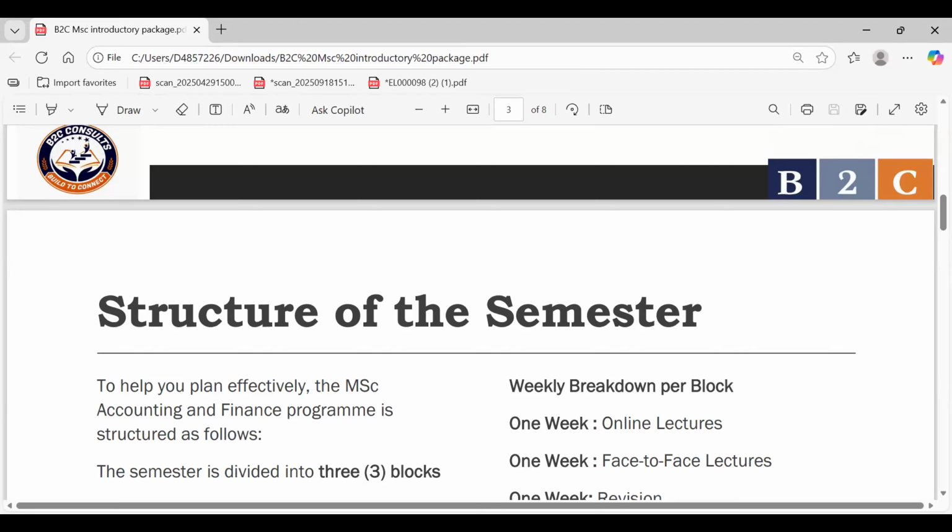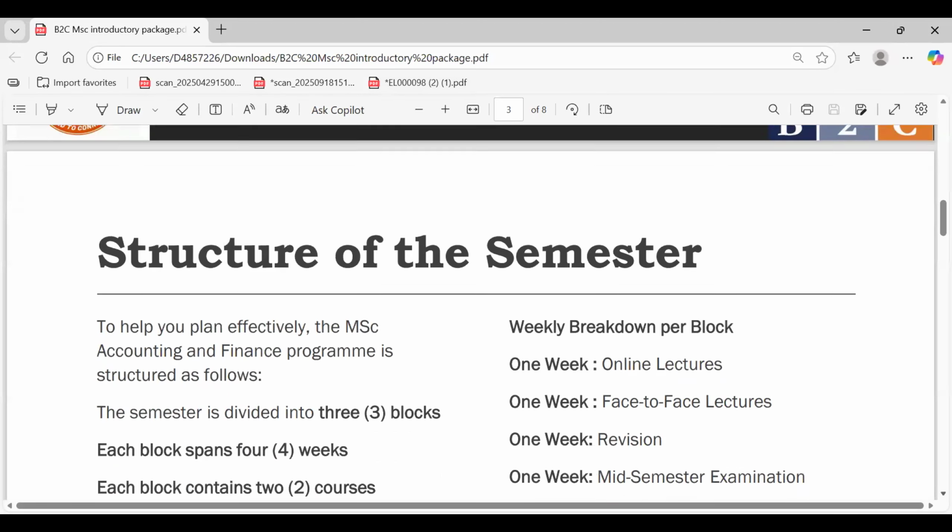So back to the structure of the semester. Each semester contains 3 blocks, and in each block we have 2 courses. So maybe in block one, you have accounting theory and also taxation. That makes a block. Every block contains 2 courses. So 2 by 3, that will give you 6 courses per semester.